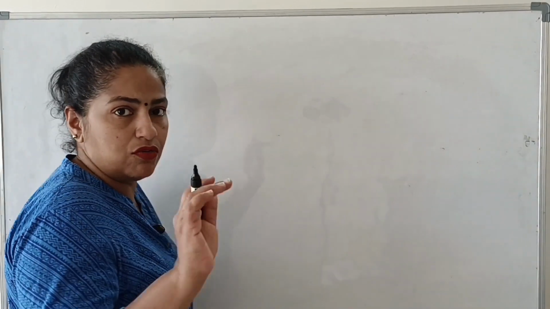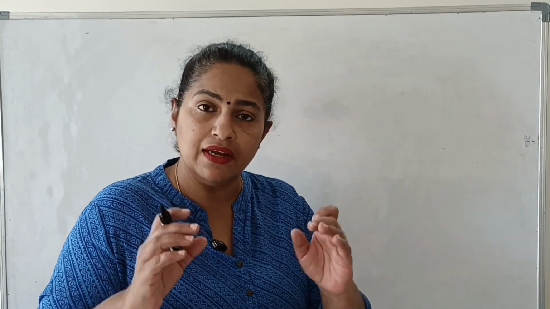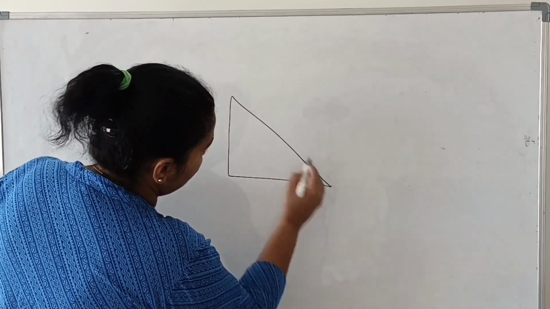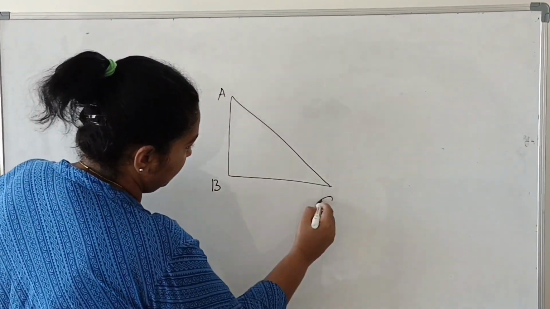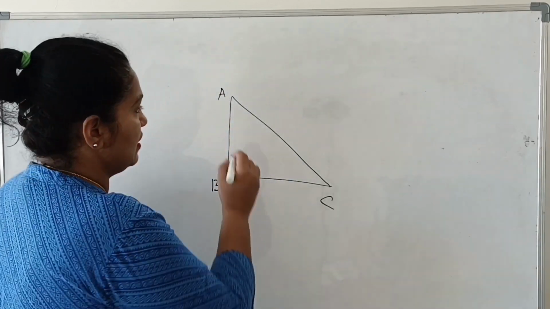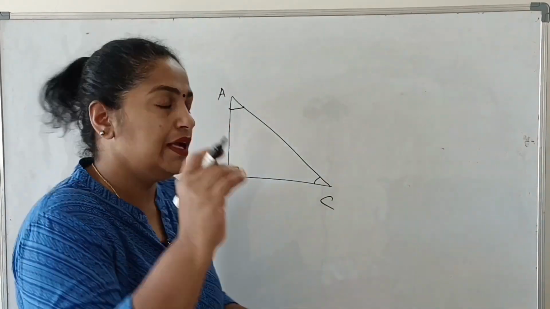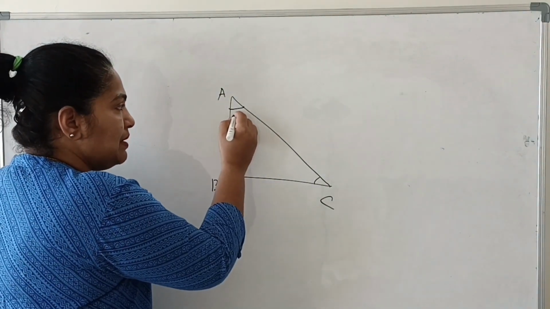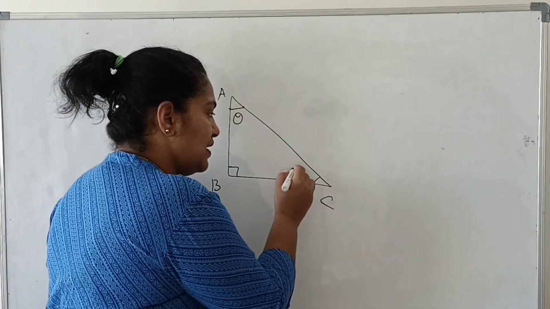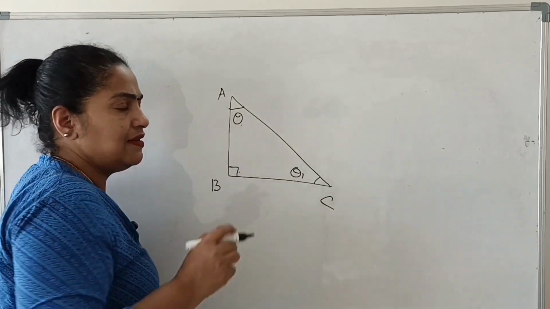You have a triangle out of which one angle is a right angle. As I told you, we are dealing only with right angle triangles in this chapter. So I have a triangle ABC which is right angled at B. How many angles are remaining? Two angles are remaining. One is angle A and the other is angle C. Now, if I am naming the angle A as theta, let this angle C be theta 1. So this angle is 90 and this angle is theta.